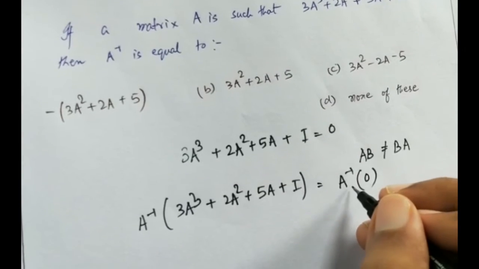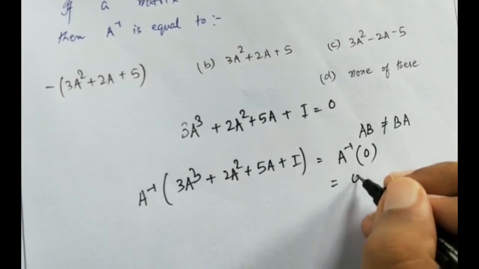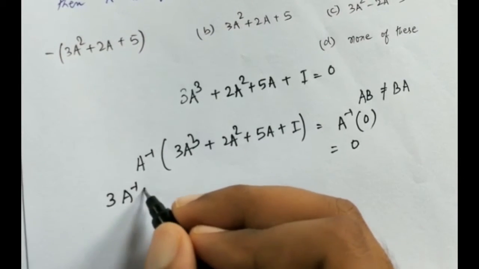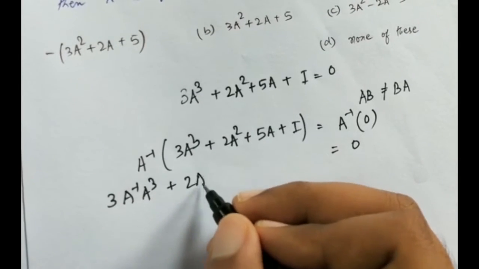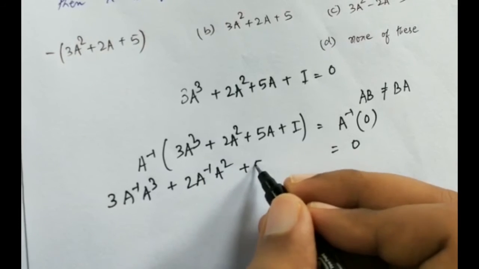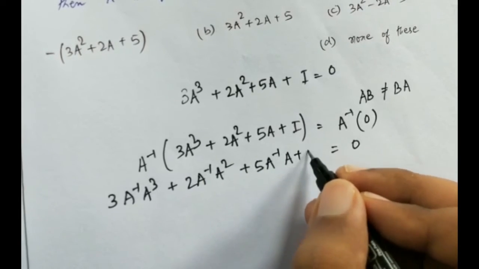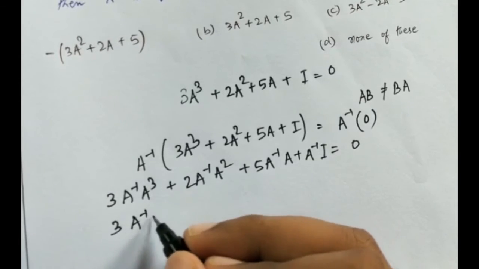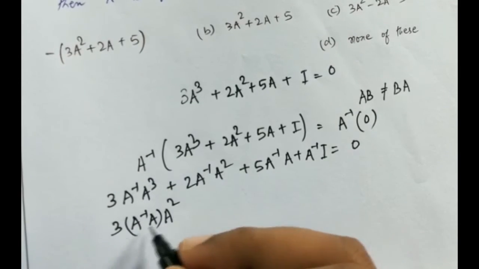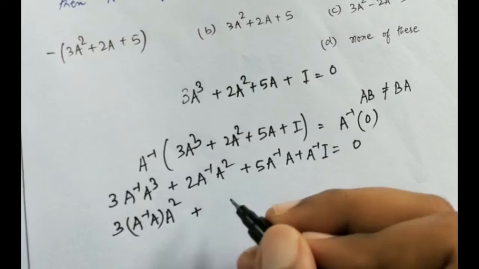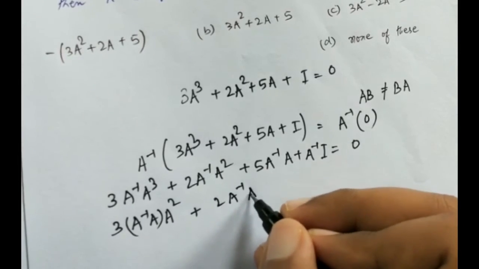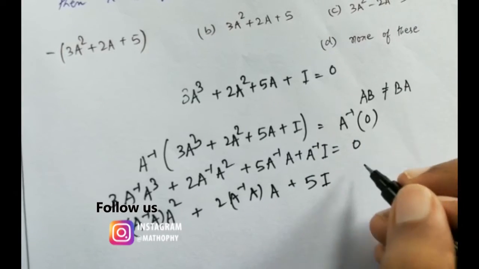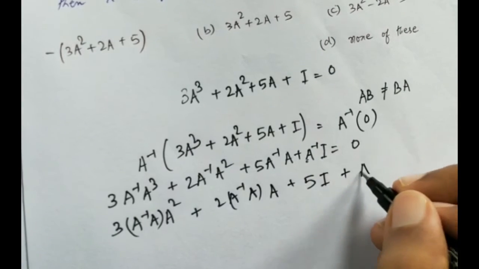Any matrix multiplied with a null matrix will give me a null matrix, and this will be written as 3A inverse A cube plus 2A inverse A square plus 5A inverse A plus A inverse I. So 3A inverse A cube can be written as 3A inverse A into A square because matrix multiplication is associative, plus 2A inverse A into A plus 5. A inverse A will give me nothing but I, and A inverse into I will give me just A inverse.